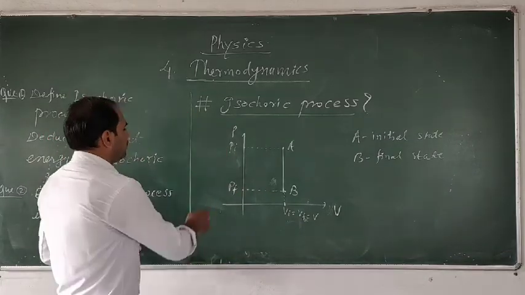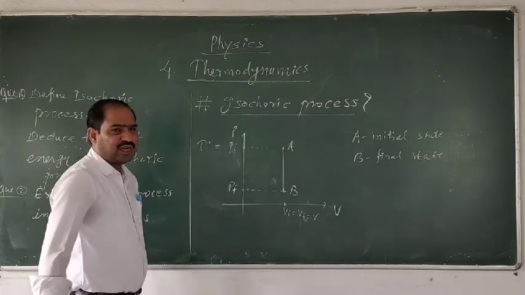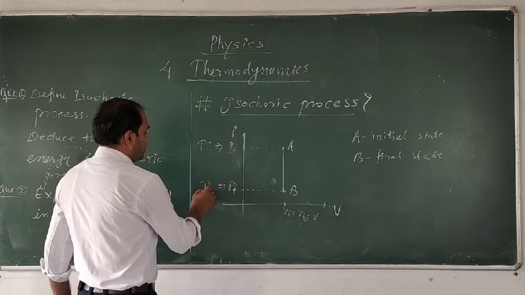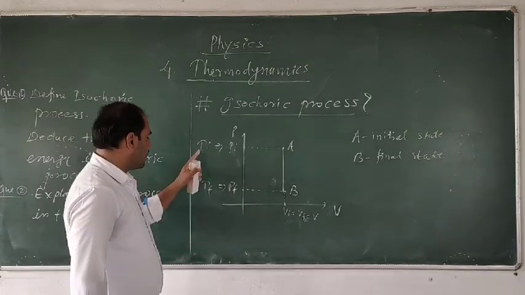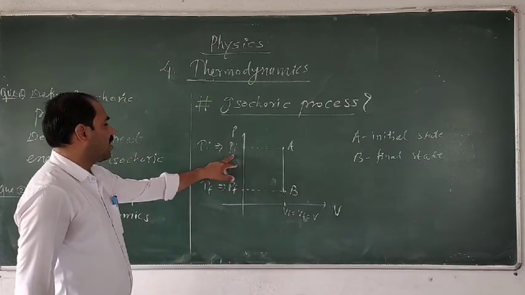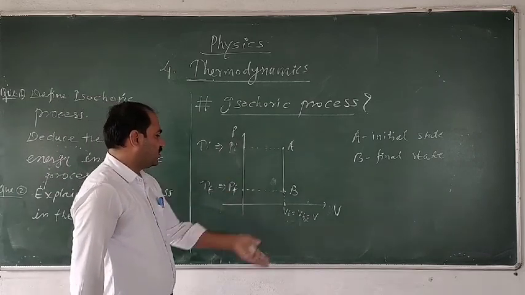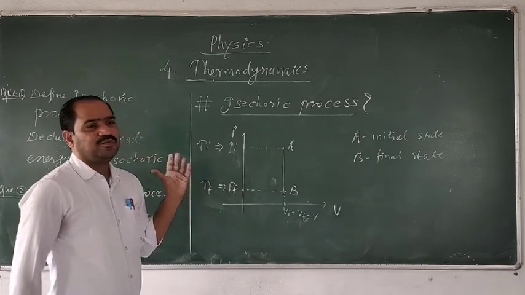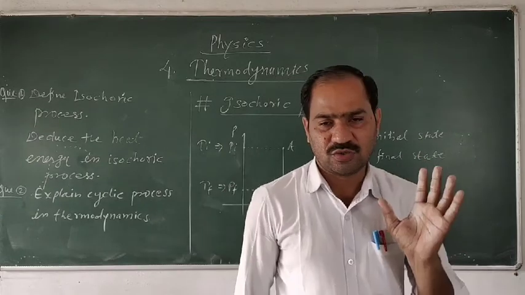Suppose Ti is the initial temperature and Tf is the final temperature. When the pressure was Pi, the temperature was Ti, and after the change, at the pressure Pf, the temperature is Tf. So here the volume of the gas remains constant.